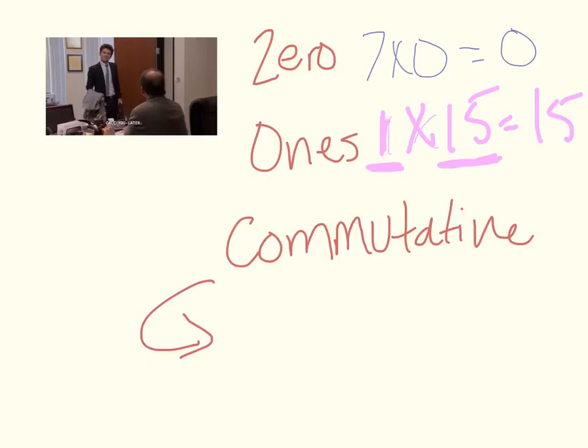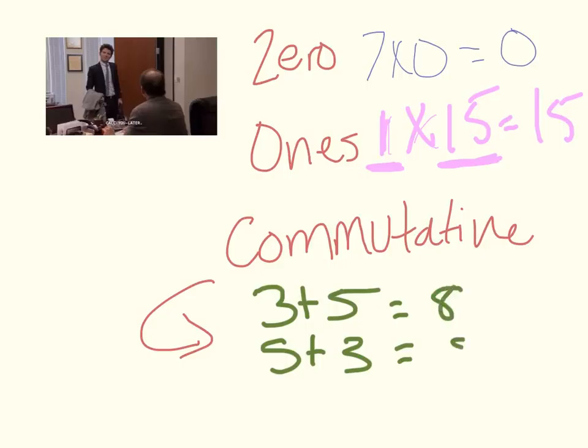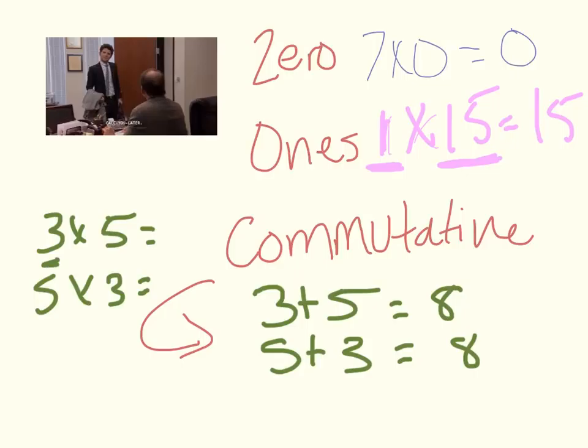Alright, and then finally the commutative property deals with the fact that we can flip a multiplication problem just like we can flip an addition problem. So if we were to have 3 plus 5, we're still going to be able to flip it to 5 plus 3 and still get 8 each time. And if we were to have 3 times 5, we were still able to flip it to 5 times 3, and because they are grouping 3 groups of 5 or 5 groups of 3, we're still going to have 15.